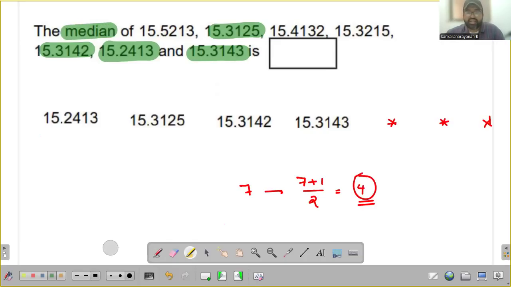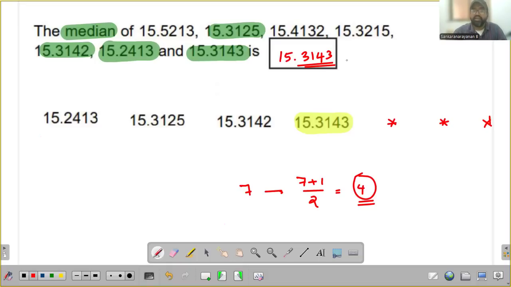And you can see that here, that fourth observation is 15.3143. So this 15.3143 itself is the median. You can use your mathematical or observation skills to locate that fourth number correctly, and that is coming as 15.3143. That is going to be our answer here. I guess these explanations are clear to you. 15.3143 is the answer for this 8th question.